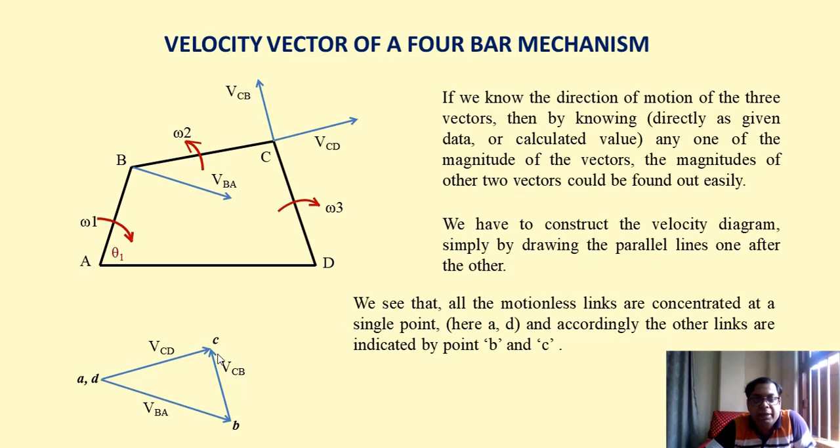I repeat once again, we have to draw two parallel lines, that is VCB from point B and VCD from point D. These two lines will intersect at a particular point and we call it point C. This length we may measure using our normal scale.